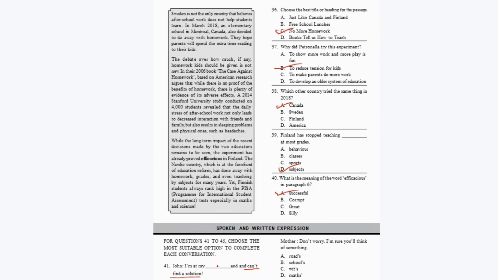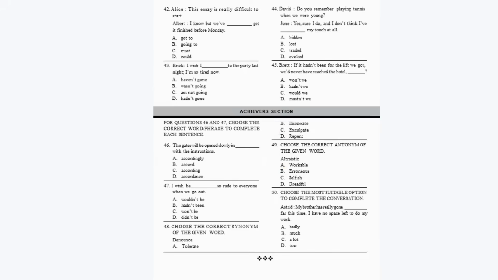It means you're so confused that you don't know what to do. Okay, so it should be option C. It's called, I'm at my wit's end. Okay, wit's end means that you are so confused that you're not able to find the thing what you have to do. Okay, now let's go to the question number 42.